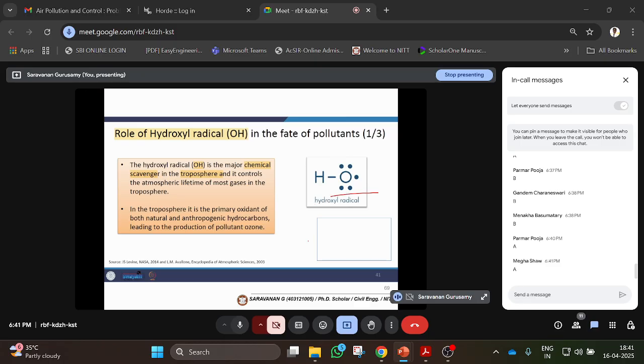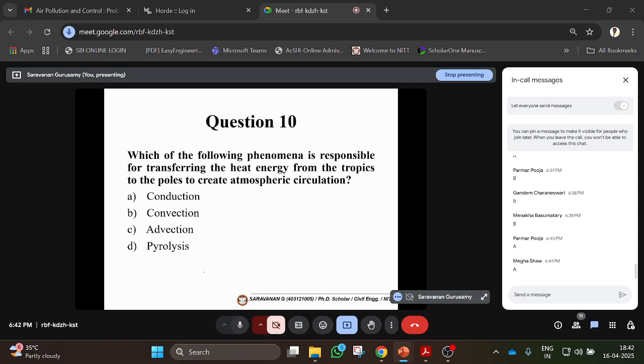A radical is one where an electron has moved away and a hole is formed. That hole will be waiting for some electrons to react. That's why it will go with any organic matter to destroy it. That's a chemical scavenger, we can say. That's why it's called a scavenger in the troposphere.